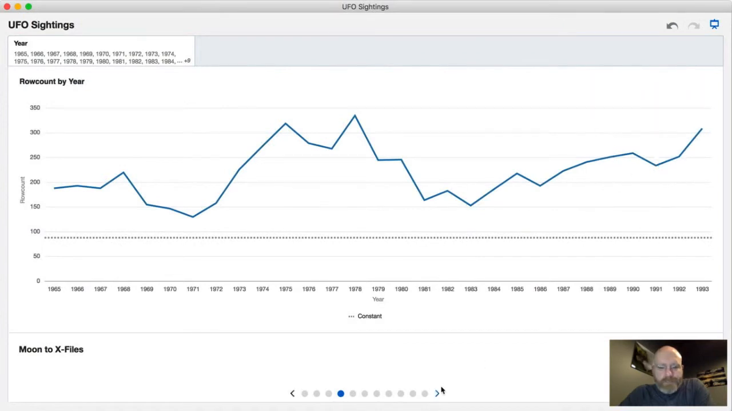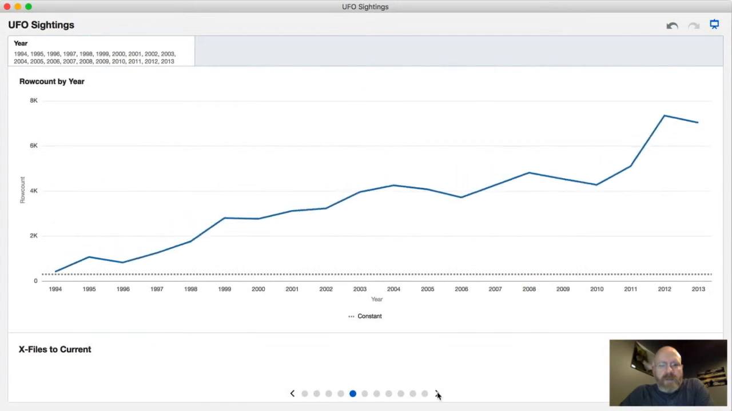Then taking from when the X-Files was introduced all the way up to the present time, this is when the incredibly sharp growth has occurred.